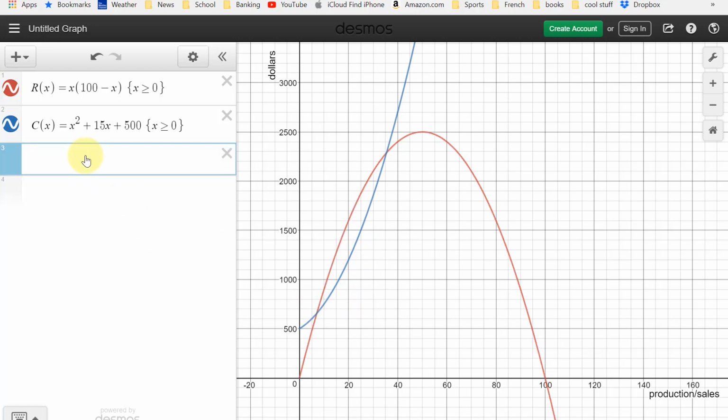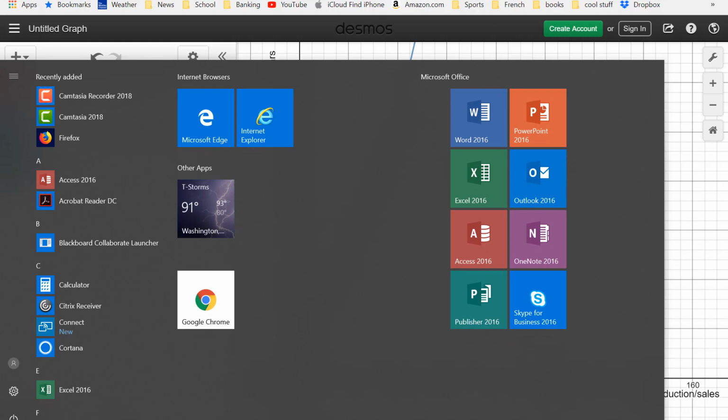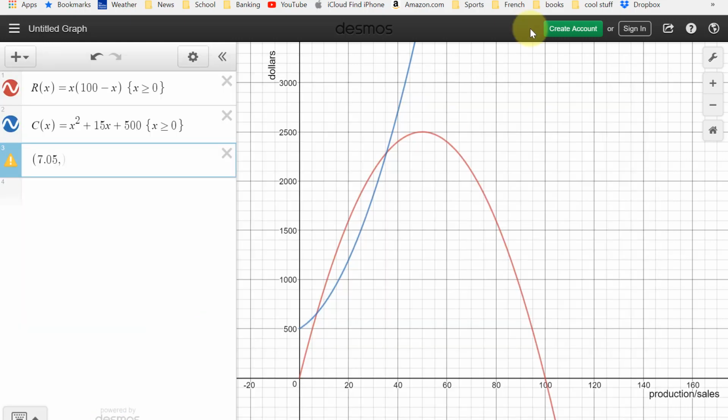Maybe I'll just use a point. So the point 7.05, and here's where I kind of need to know what happens when you plug 7.05 into both of these. It should produce the same thing. Actually, it wouldn't produce exactly the same thing, but I'm not sure on Desmos. So maybe what I need is just the calculator. It's easy enough. Let's do it on the calculator.